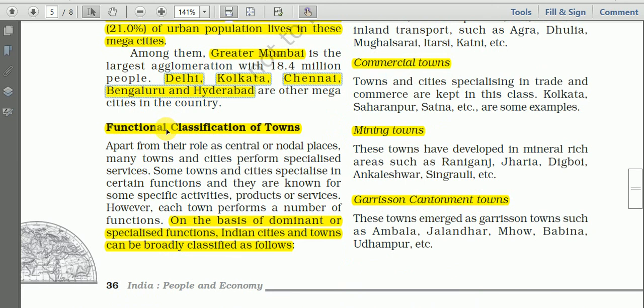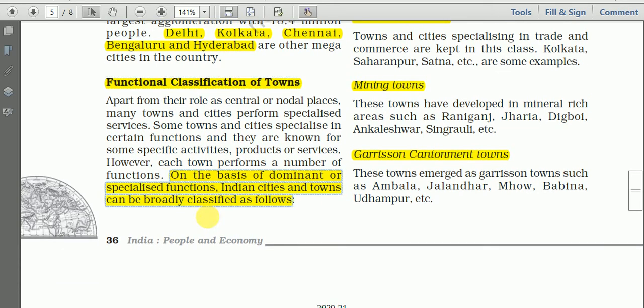Next we have the functional classification of towns. Such type of classification we also have learned earlier. This is with special reference to India. On the basis of dominant or specialized functions, Indian cities and towns can be broadly classified as follows. We learned that cities perform multiple functions, but there may be a dominant function or a specialized function performed by a city. On the basis of this dominant or specialized function, towns and cities in India are classified as follows.